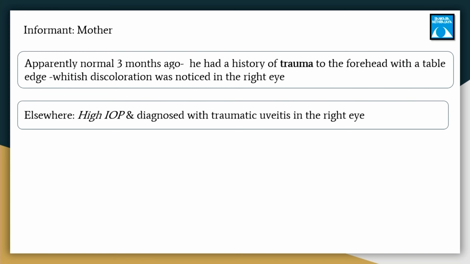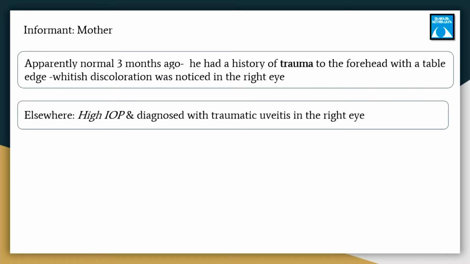Corneal opacity. All right, corneal opacity. What are the chances that a mother notices it at the age of 6 years with a history of injury which occurred just a few days back? How was the injury? 3 months back, 3 months ago. It was noticed 3 months later. All right, corneal opacity is one.